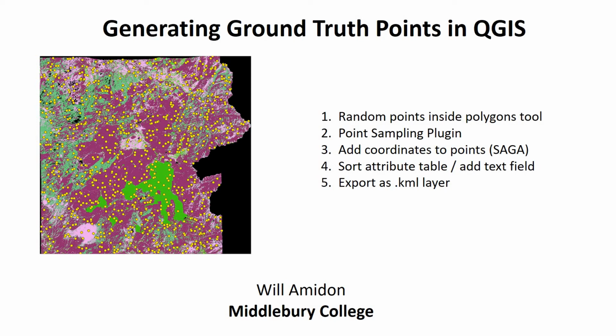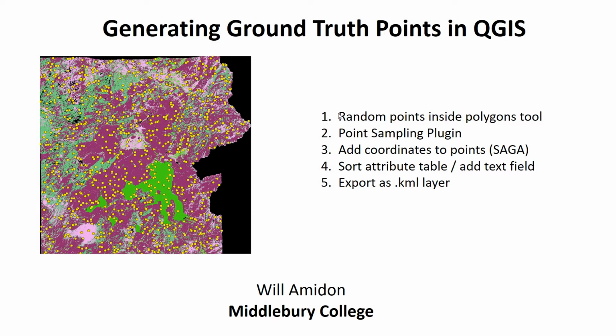Hi everybody, in this video I'm going to show you how to generate ground truth points in QGIS. So we've got a classified map of Yellowstone National Park, and we'd like to generate a bunch of random points that we can use to go into the field, check and see if that particular pixel was classified successfully or not. So this is going to be a five-step workflow.